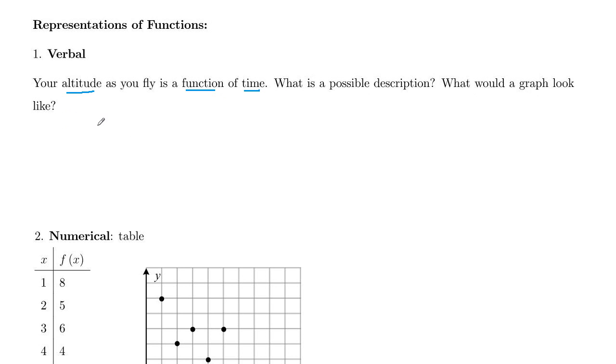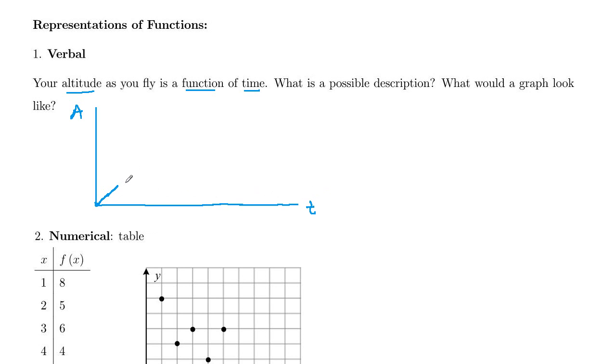So if you think about this, let's actually do the verbal description and the graph at the same time. So we've got time here, and then altitude. So you start at time 0, and you are going to take off. When you take off, they pull back on the stick, and that plane really kind of roars upwards. So it takes off and starts going upward pretty quickly.